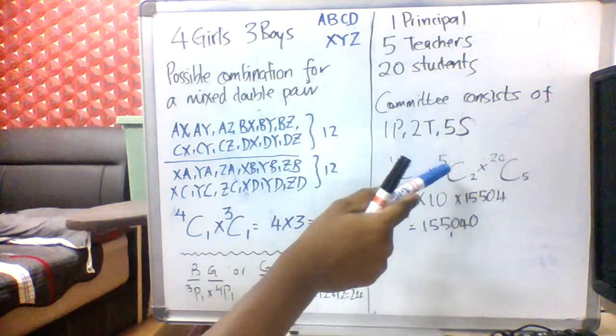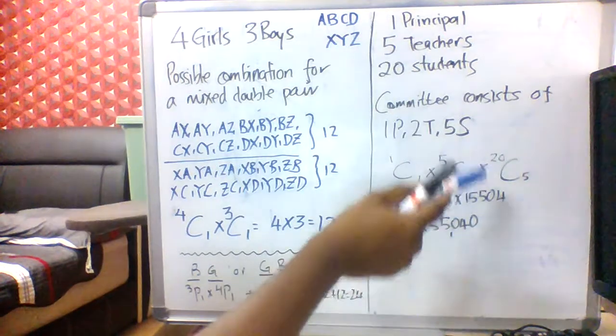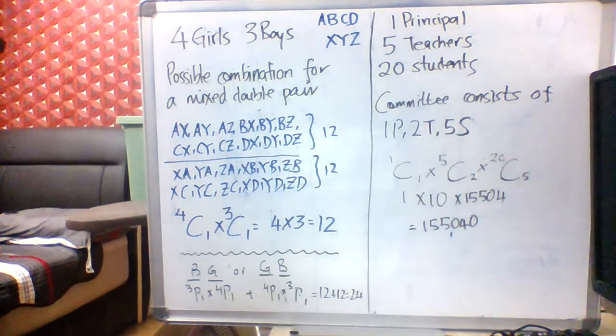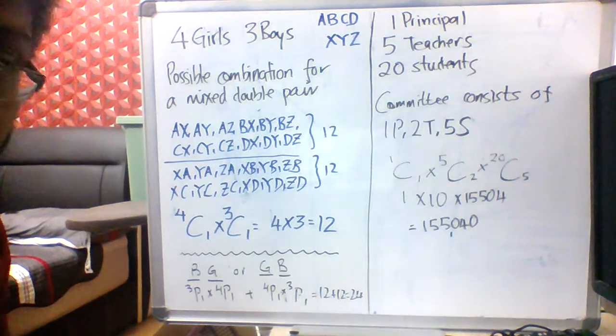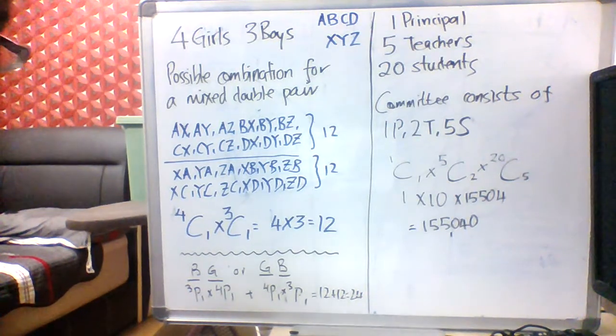From the 5 teachers, you choose 2, and means multiply. From the 20 students, you are going to choose 5 students. Key in your calculator: 1 times 10 times 15,504. So the final answer will be 155,040. So this is combination.